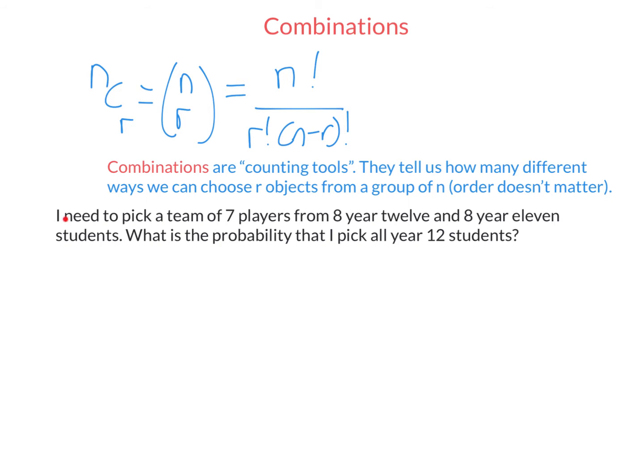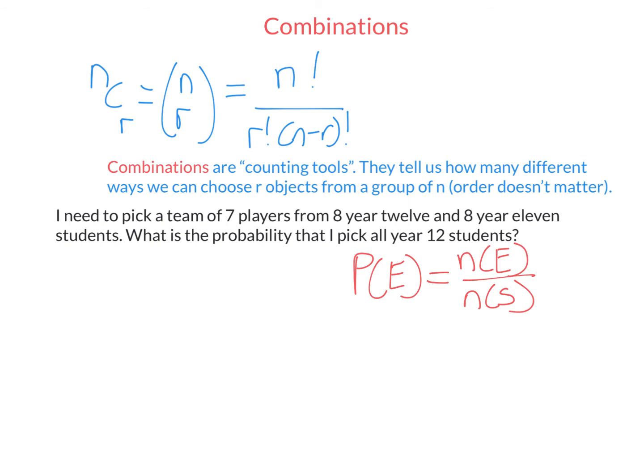So let's do this question. I need to pick a team of 7 players from 8 Year 12, 8 Year 11 students. What's the probability I pick all Year 12 students? So probability follows this really simple formula. The probability of an event is the number of ways the event can occur over the total number of outcomes. It's n(S) for number in sample space, because the sample space is a list of all possible outcomes. So combinations can help us calculate this number and this number.